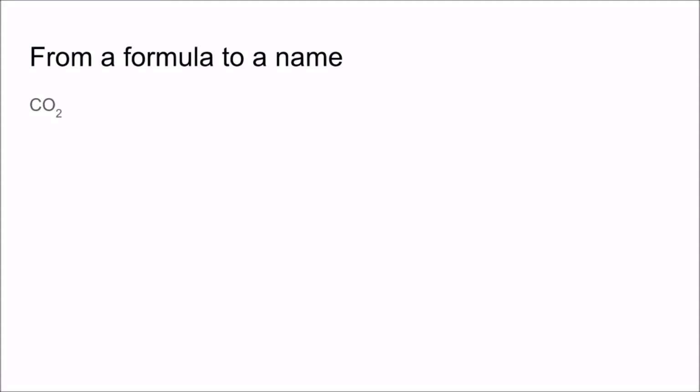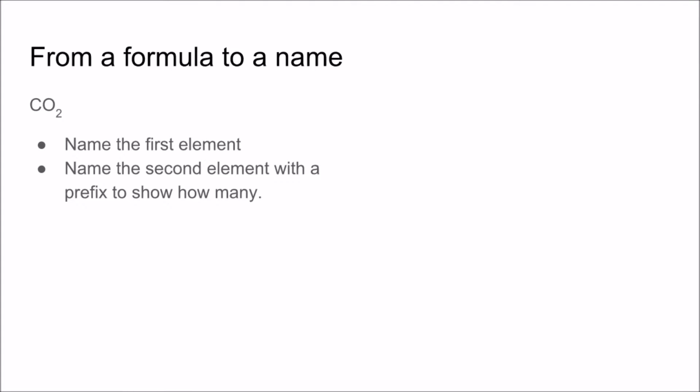So let's go from a formula to a name, starting with something kind of familiar to us, CO2. You probably already know the name for this, but let's see how we get there. We're going to name the first element, and then we're going to name the second element with the prefix to show how many there are. So this is carbon dioxide. The di comes from the number 2, and O for the oxide from oxygen.